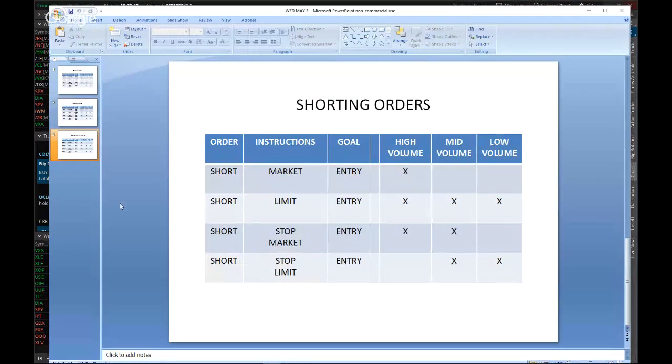And here we have the slide. Short market, we're using on entry only on high volume stocks. Short limit orders, we're using as an entry position for anything. Doesn't matter the volume, whatever you're comfortable with. Short stop market, we're using to play breakdowns in today's example. I'm highly recommending that you only do it on high volume stocks that you're comfortable with. And then if you're unsure, you can always use the short stop limit to kind of protect in case there's some massive move you're not comfortable with. And at the very minimum, please use those on mid to low volume stocks.